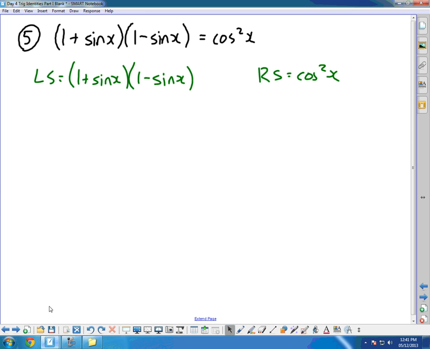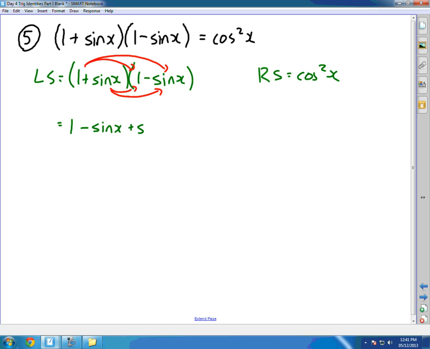So if I look at this, I see 1 plus sine x and 1 minus sine x. Well, if these were just x's, I would do rainbow. So I can do rainbow for this. So the algebra rules are still the same. So I'm going to do rainbow. So 1 times 1 is 1. 1 times negative sine is negative sine x. Sine x times 1 is sine x. And the last one is a sine times the sine is sine squared. And it's a positive times the negative, so it's negative sine squared x.